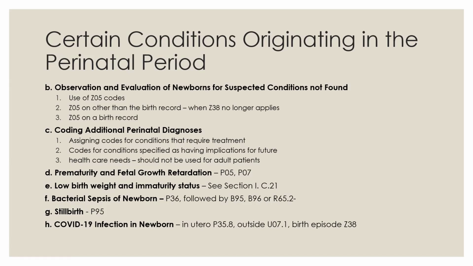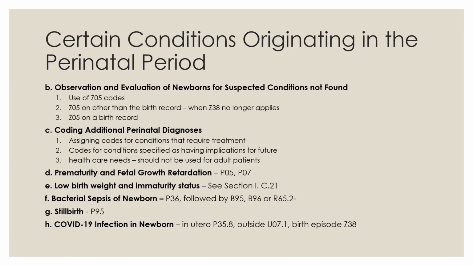For bacterial sepsis of a newborn, category P36 for bacterial sepsis of newborn includes congenital sepsis. If a perinate is documented as having sepsis without documentation of congenital or community acquired, the default is congenital and a code from category P36 should be assigned.